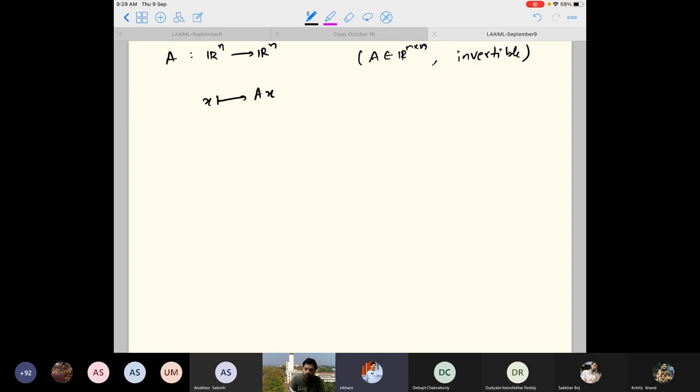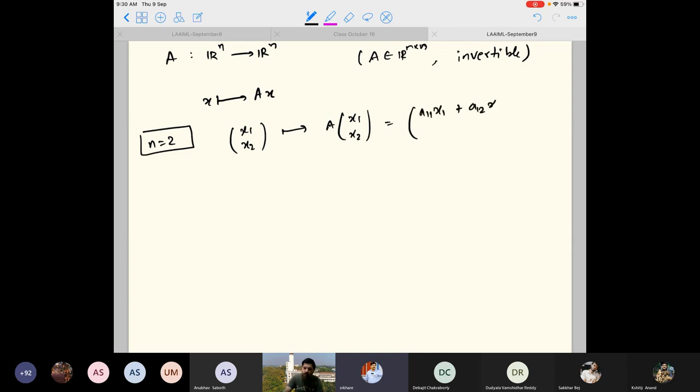So for example, I take n is equal to 2. N is equal to 2 is always easy to understand. So every vector x1, x2 goes to A times x1, x2. Correct? So this is basically A11 x1 plus A12 x2, and A21 x1 plus A22 x2. This is what you have.